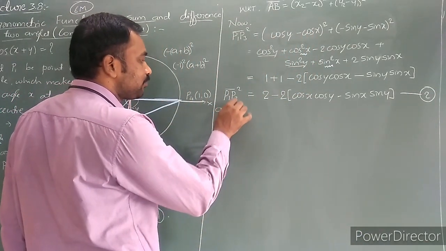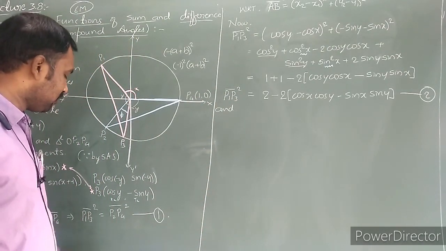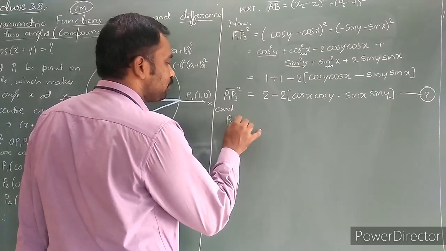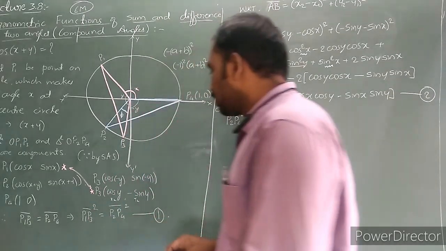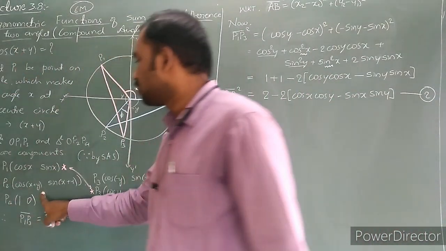Now one more value, P1P3, which is called. Now let's find P2P4. P2P4 whole square is equal to... what is the P2P4? Where is the P2 point? P2 point is here. This is the P2 point.